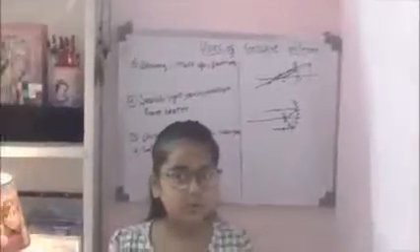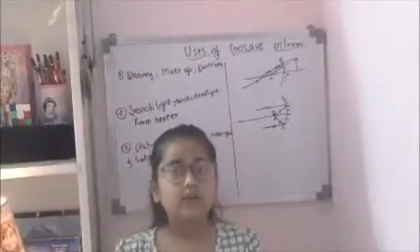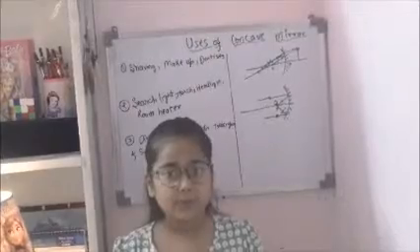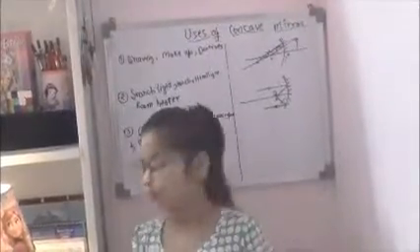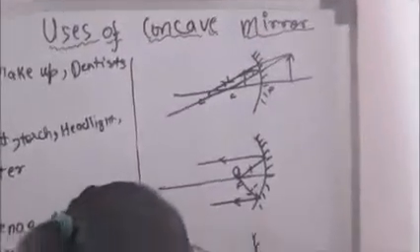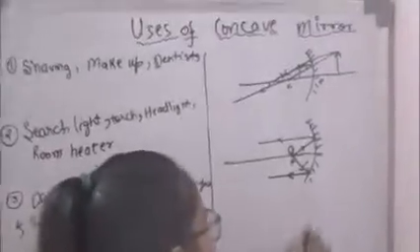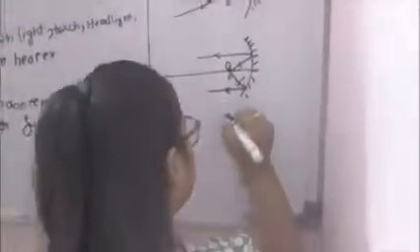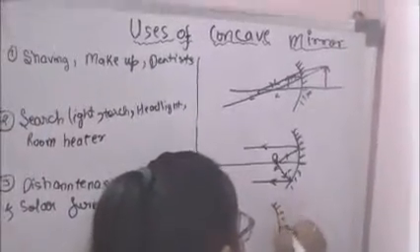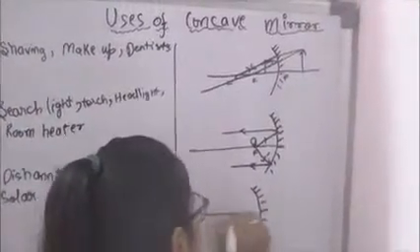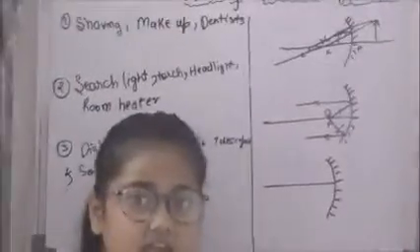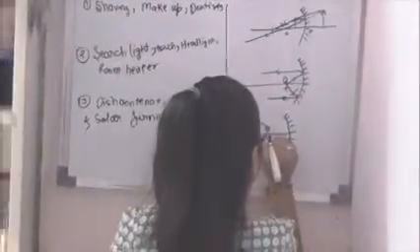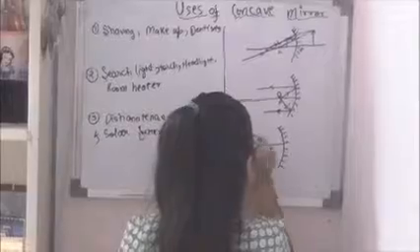As per the rules for obtaining images by a concave mirror, the rays of light parallel to the principal axis converge at the principal focus. And now at the principal focus, I am placing an antenna. The antenna collects the maximum signals.